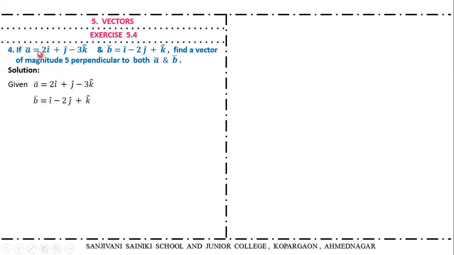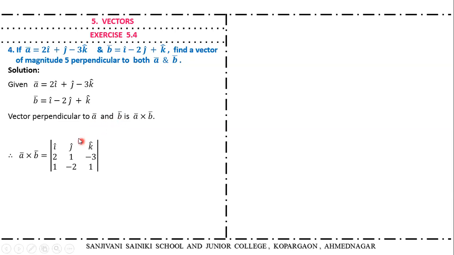What is given? a bar is given and b bar is given. A vector perpendicular to a bar and b bar is nothing but their cross product. Always keep in your mind, the cross product of two vectors gives the vector perpendicular to both of the vectors. So a bar cross b bar is equal to, using a determinant you can find their cross product. Simplify it, you will get the cross product. Now we want unit vectors.